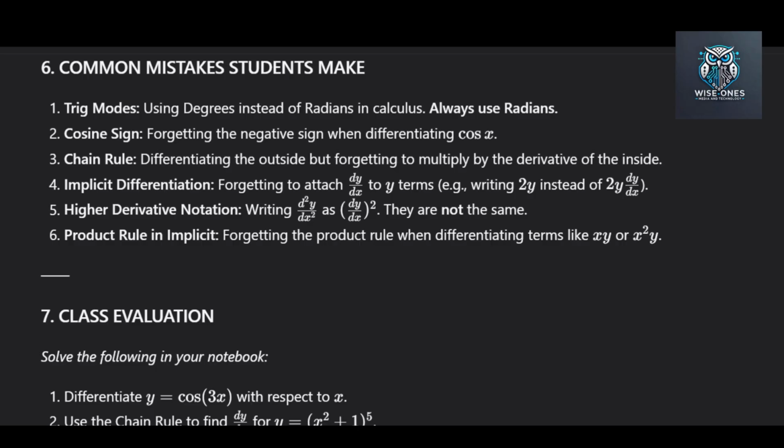Mistake number 3, chain rule. Differentiating the outside but forgetting to multiply by the derivative of the inside. Correction: outside times inside. Do not forget the inside part.